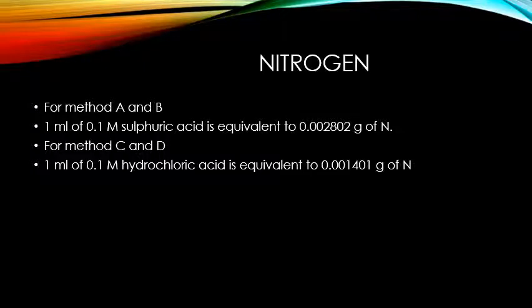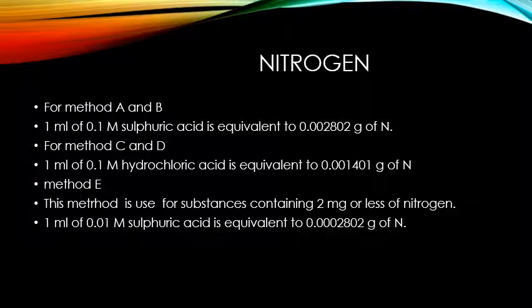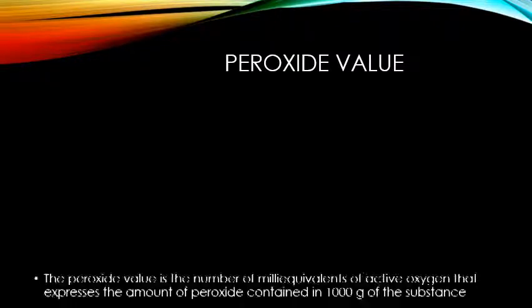0.001401 gram of nitrogen. Method E is used for substance containing 2 milligram or less of the nitrogen. 1 ml of 0.01 molar sulfuric acid is equivalent to 0.000280 gram of nitrogen. Then the next one is the peroxide value.